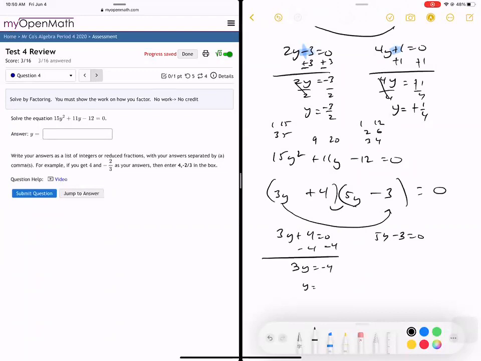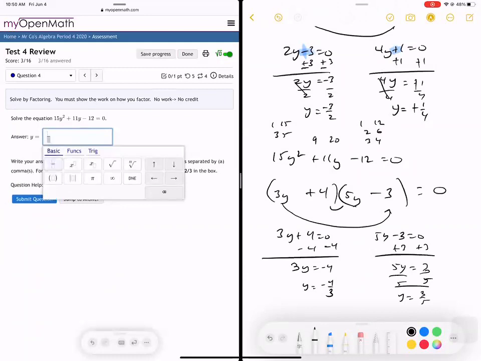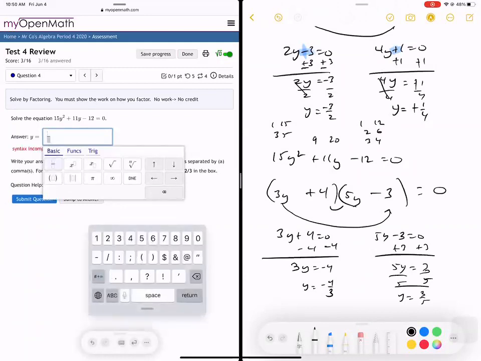Divide by 3, y is equal to negative 4 over 3. Plus 3 to both sides. 5y equals 3. Then we're going to divide both sides by 5. y is equal to 3 over 5. Okay, let's go ahead and fill that in. Again, I'm sorry I'm rushing a little bit. I'm trying to get through all the problems before we end class today.